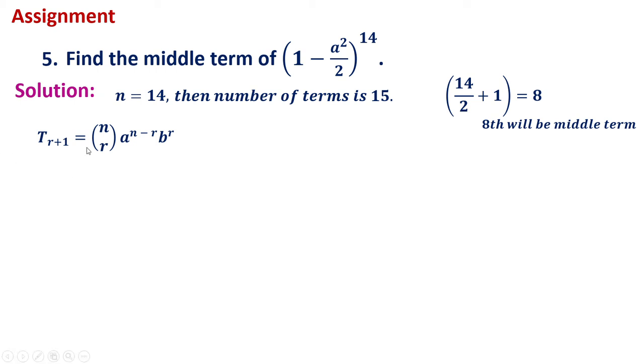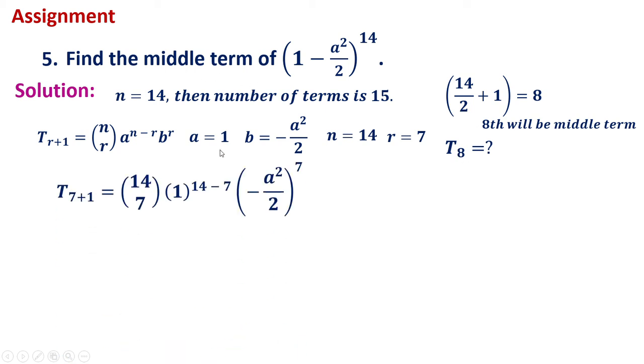So these are our formula, right? So a is 1, b is negative a squared over 2. When n is 14, r is 7. So we're looking for t8 in order to solve for the middle term. So 7 plus 1, 14 and 7, 1 raised to 14 minus 7, multiplied with negative a squared over 2, quantity raised to the 7th power.